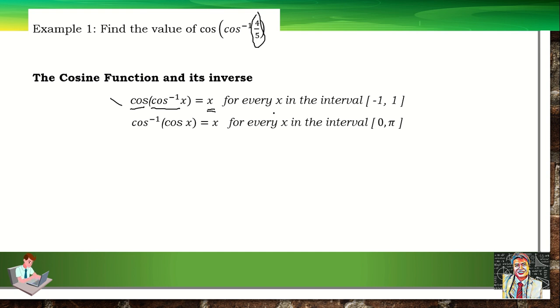Based dun sa analysis natin, 4 over 5, okay, this is a fraction form wherein numerator is less than denominator. So, if we perform the operation, makukuha natin is a positive decimal number, wherein that is less than 1. Tama? So, therefore, in between siya negative 1 up to 1. Since ito ay in between negative 1 up to 1, therefore, ang answer dito is the x, which is ito. Therefore, cosine of inverse cosine 4 over 5 is equal to 4 over 5. Ganun lang kadali mag-perform using composite function.